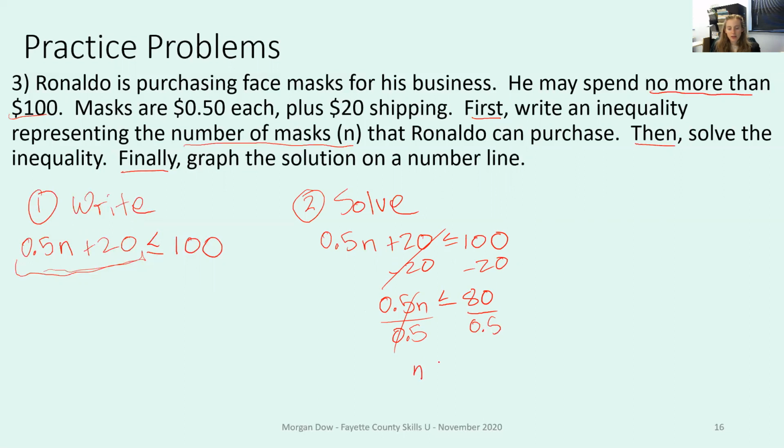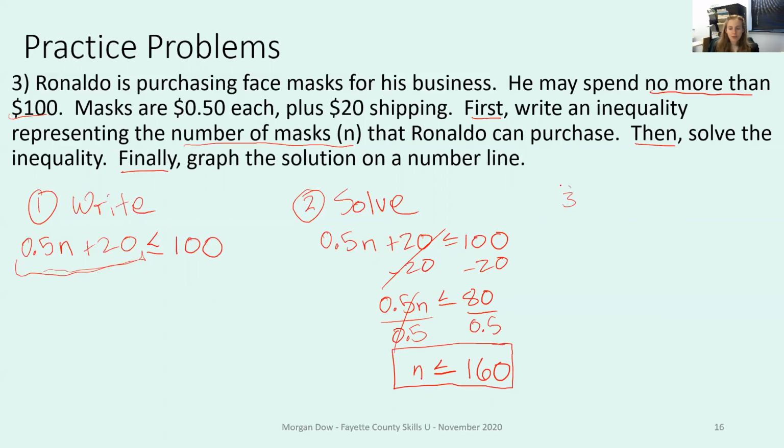Then I'm left with n is less than or equal to, so 80 divided by 50 cents, or 80 divided by like $0.50, that's going to be 160. 160. So n, right? N is the number of masks. Ronaldo can purchase up to 160 masks. If he buys more than that, he's going to go over his $100 limit. So here is our solution.